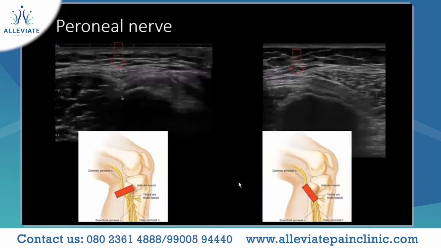This is again a short and a long axis of a peroneal nerve, or your fibular nerve. This is a short axis probe position and a long axis near the fibular head, which is very common to get injured.